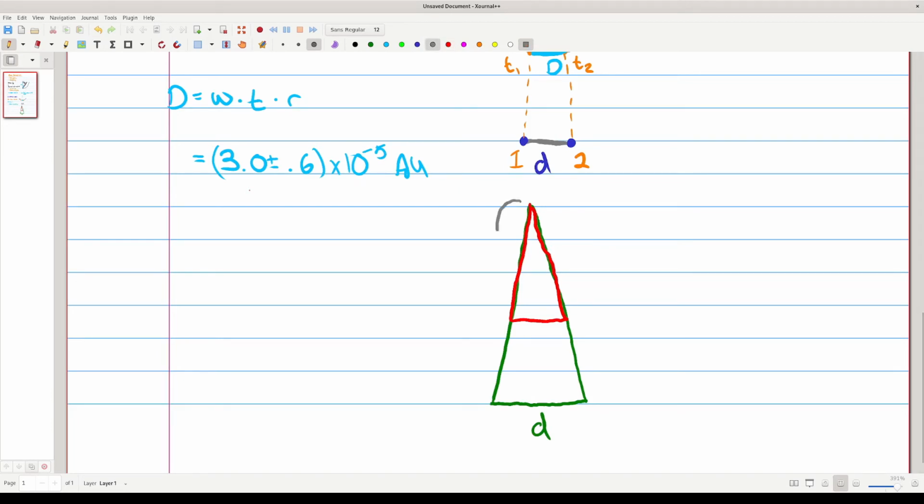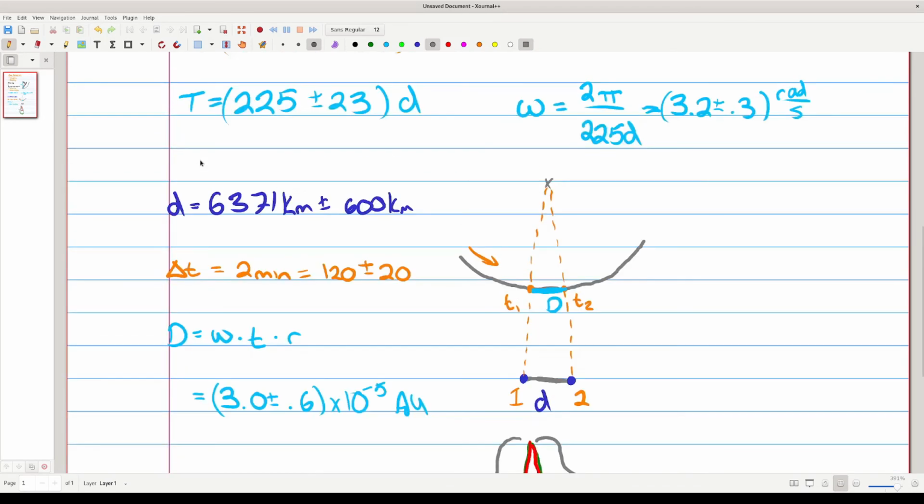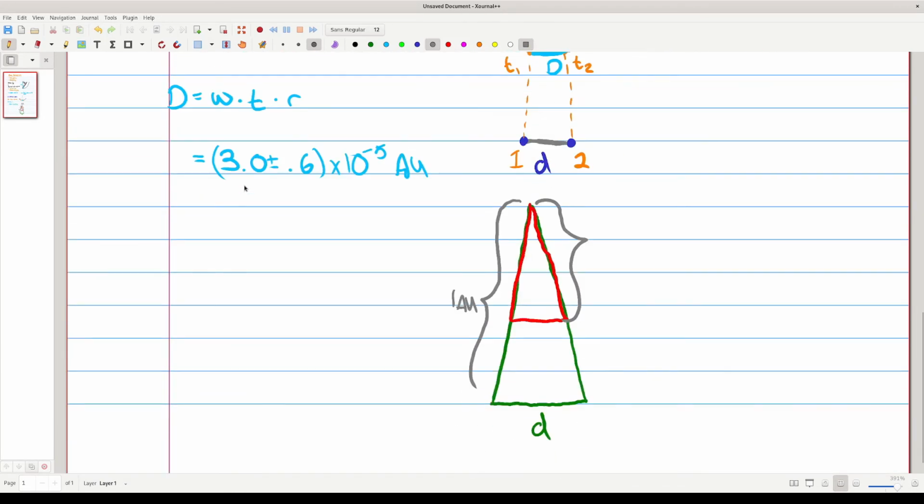And we know that this large size is 1 AU, and we know this smaller size is something like 0.73 AU. And now we know that this distance here is something like 3 times 10 to the negative 5 AU. And the reason this is useful is because of geometry and similar triangles.